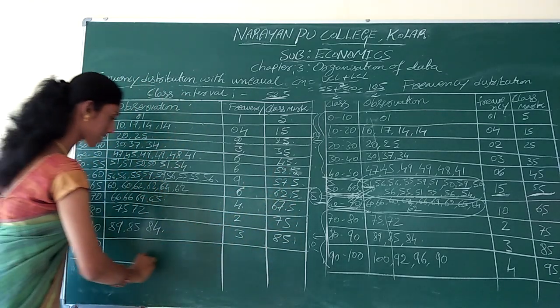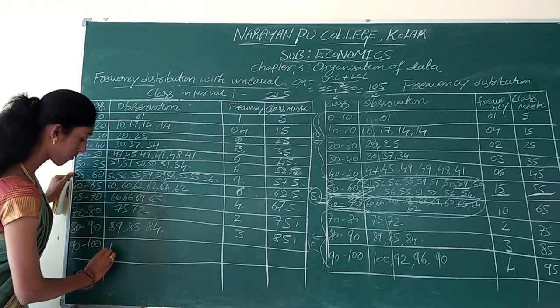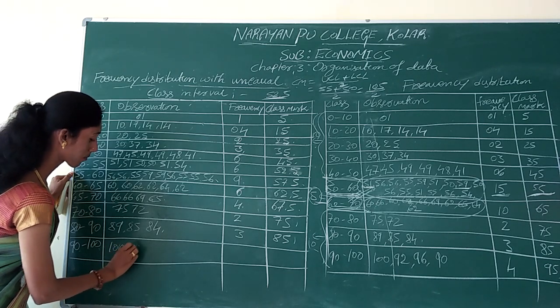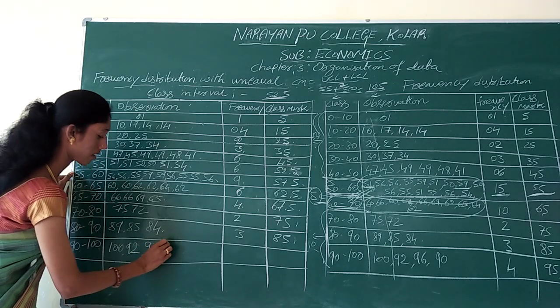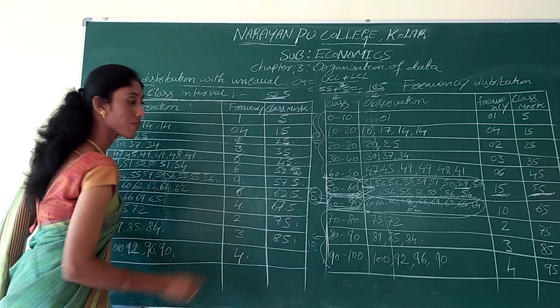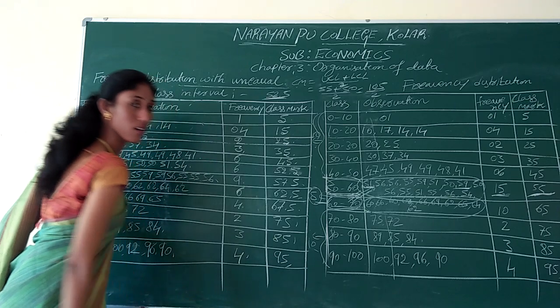Then come to the last class, between 90 to 100. There are 4 observations: 100, 90, 96, and 90. We will write frequency as 4 and class mark as 95. Got it now?